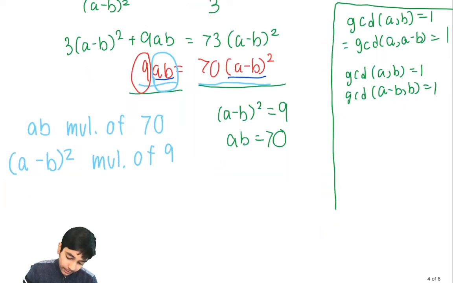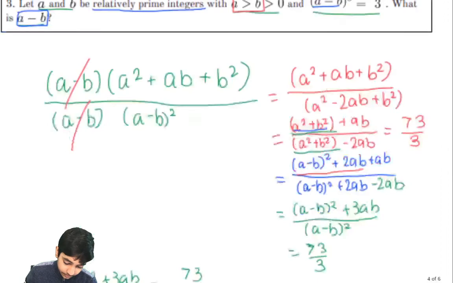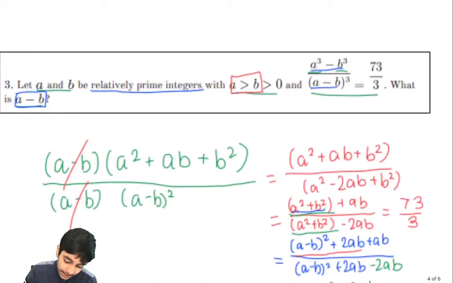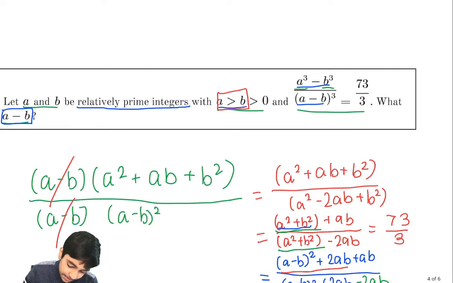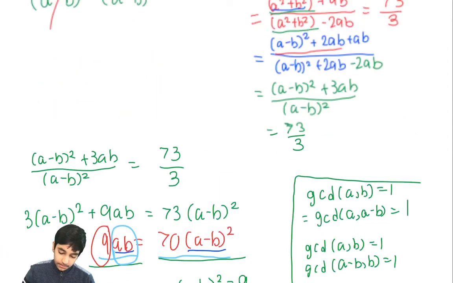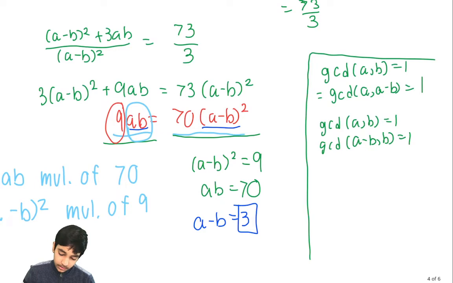And now we can really solve that a minus b is just 3, because we know they're both positive and we know a is greater than b. So a minus b will be positive. So a minus b is 3 from here. And that's the solution for this problem. And don't worry, if you don't understand the Euclidean algorithm that I used, we'll actually talk more about it in the number theory class.